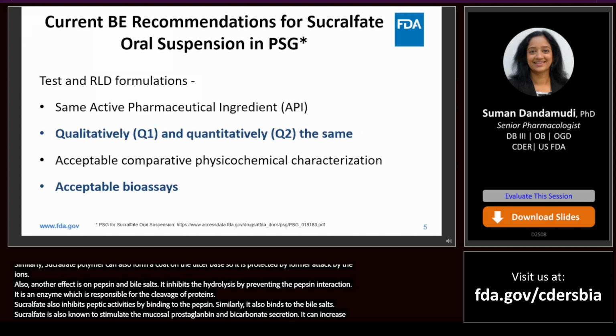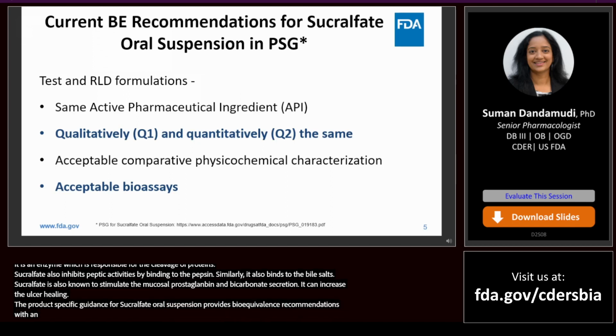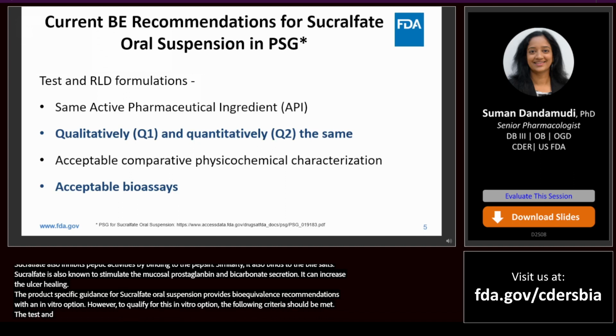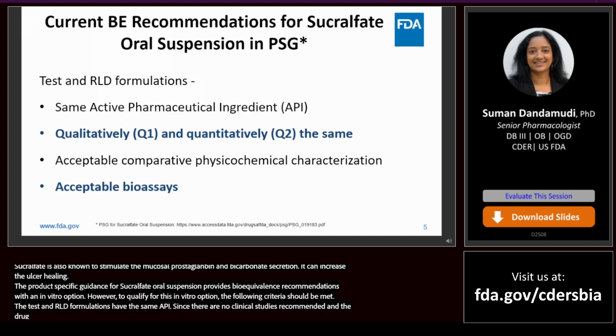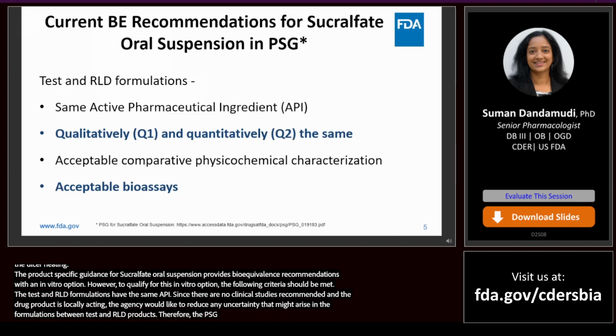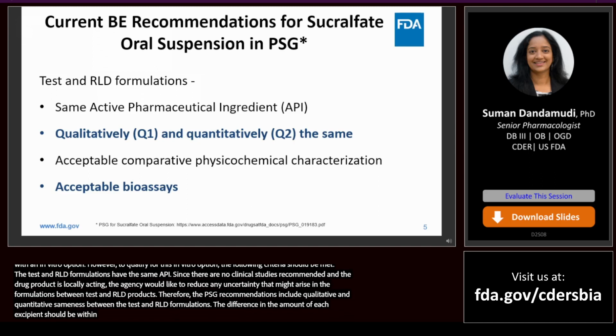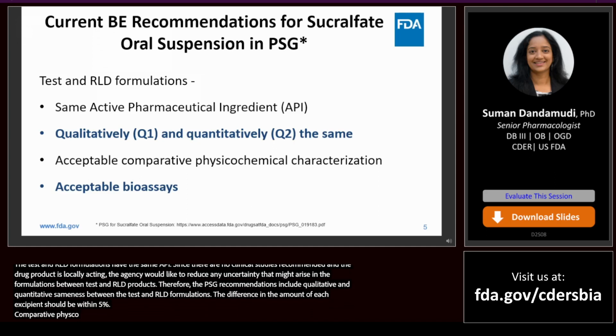The product-specific guidance for sucralfate oral suspension provides bioequivalence recommendations with an in vitro option. However, to qualify for this in vitro option, the following criteria should be met. The test and RLD formulations have the same API. Since there are no clinical studies recommended and that the drug product is locally acting, the agency would like to reduce any uncertainty that might arise due to the differences in the formulations between test and RLD products. Therefore, the PSG recommendations include qualitative and quantitative sameness between the test and RLD formulations. That is, the difference in the amount of each excipient should be within 5%. Comparative physicochemical characterization between the test and RLD products should be demonstrated. Lastly, acceptable bioassays.